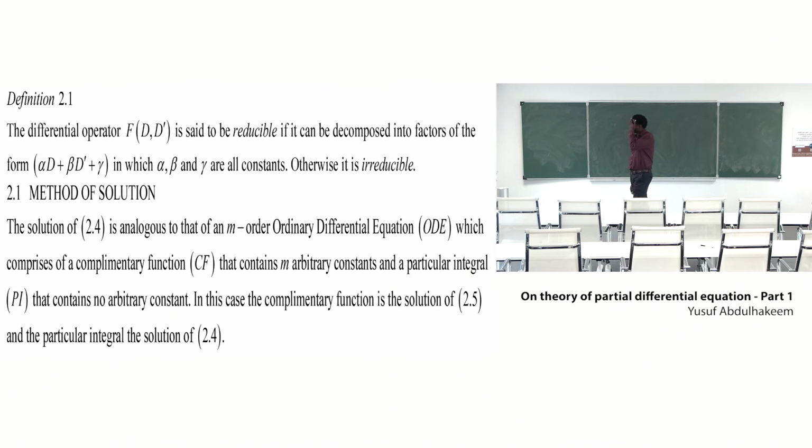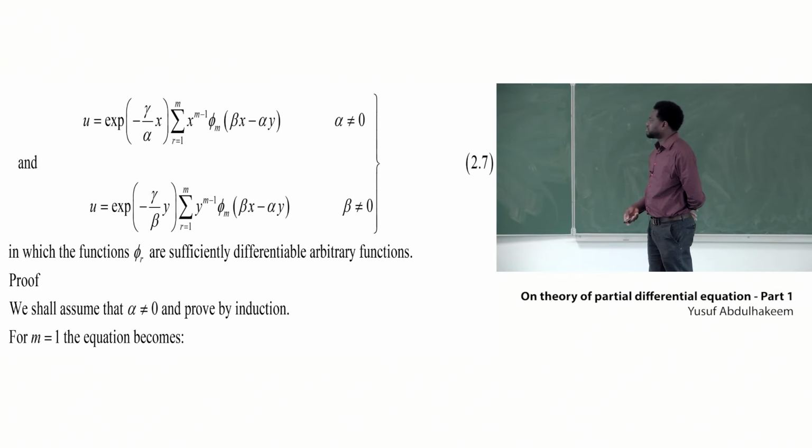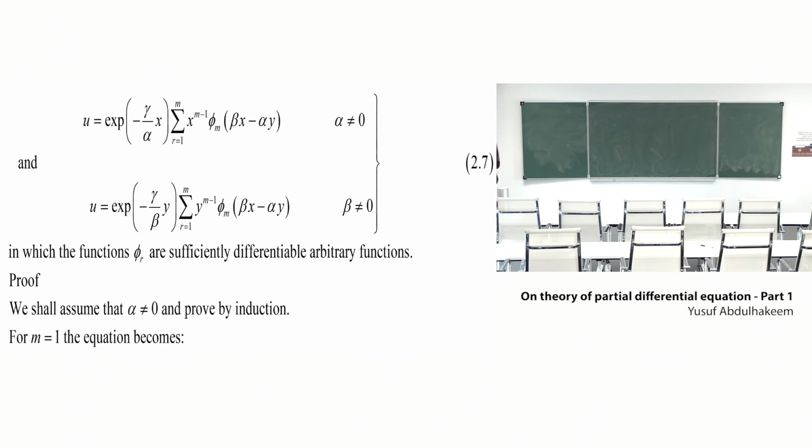In order to obtain the complementary function corresponding to the solution of 2.5, we recall this theorem from elementary calculus, which says that if the differential operator f, the general solution of 2.5, that is what we have here, is equal to 0, where m is a positive integer, it is given as what we have here, 2.7. In this equation, the functions are sufficiently differentiable arbitrary functions. Then we shall prove this using the principle of mathematical induction. Here now, we look at it.